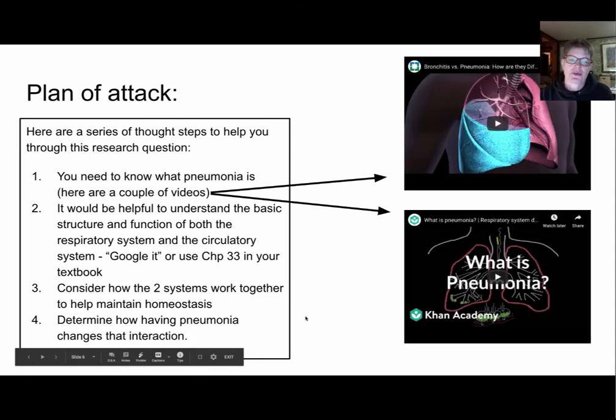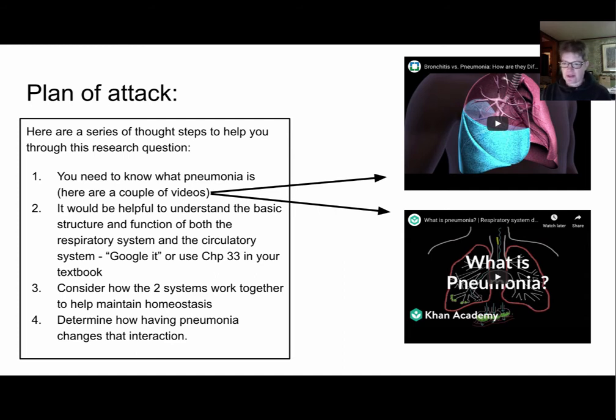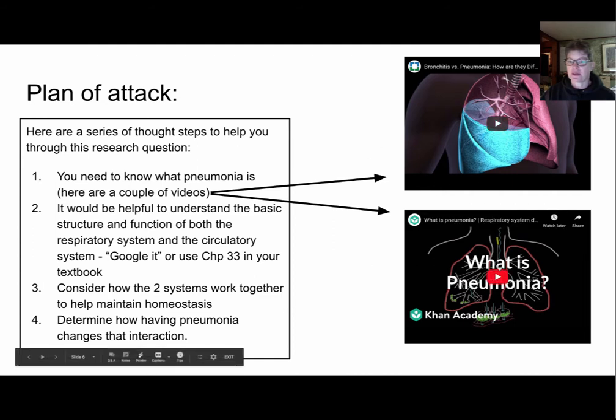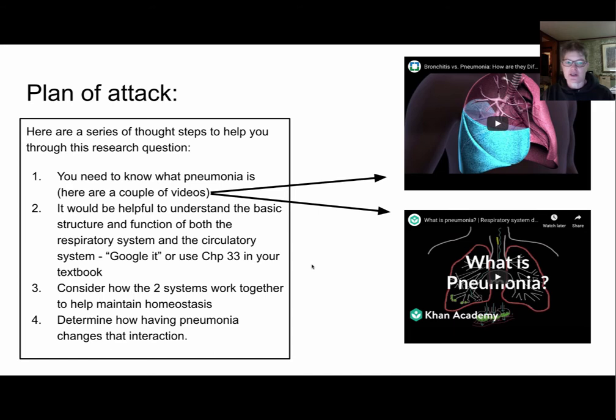So let me just walk you through how we can tackle this problem. Here's a series of steps that I thought might be helpful for you. First, you're going to need to know what pneumonia is. And so here's a couple of videos that I've embedded in the slideshow that you can watch to figure that out. Then it would be helpful if you understood the basic structure and function of both the circulatory and respiratory systems. You can just Google that or check out chapter 33 in your textbook, whatever your preference is. But you need the basic structure and function. So that is what organs and how do they work.